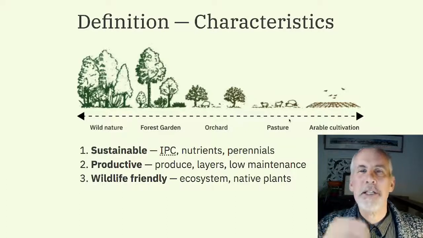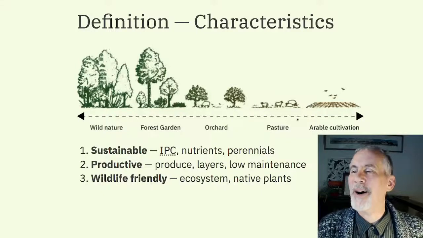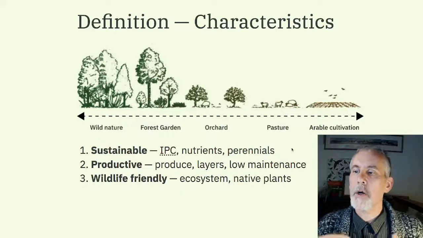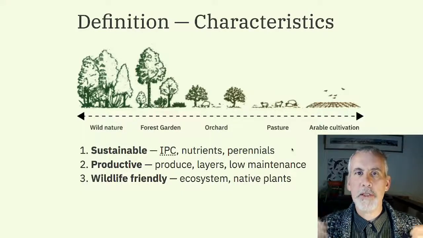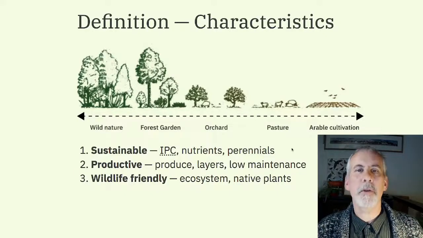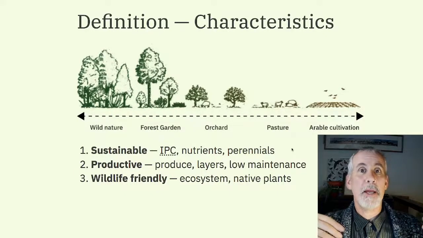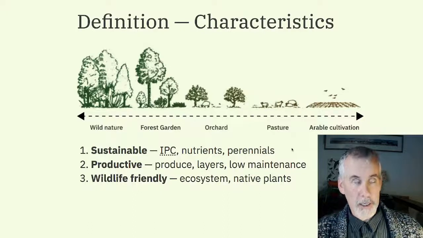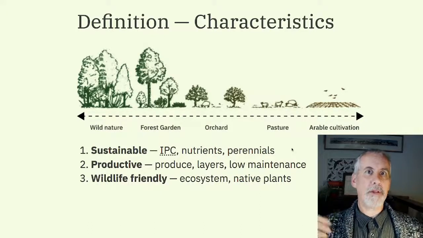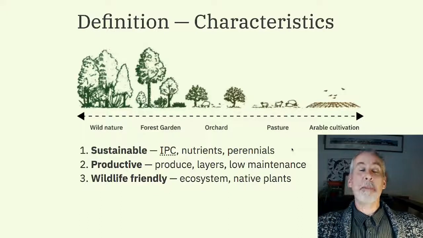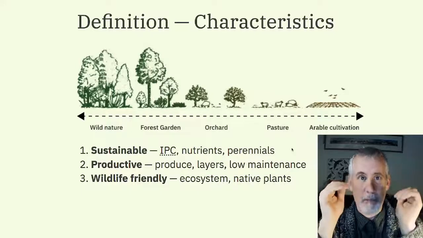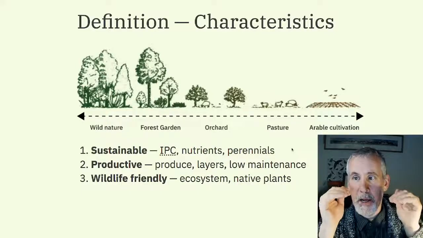The three characteristics are: it's sustainable, IPC, I love a good acronym, integrated pest control. So basically you want things to come in and eat your crops, strange though it may sound, so that the predators come in and then they will eat the things that are eating your crops. So you want to bring in the insects, you want to welcome everything to a degree, because you want to welcome in the predators and you want to get it into a balance. This is what we're aiming at, this balanced ecosystem.